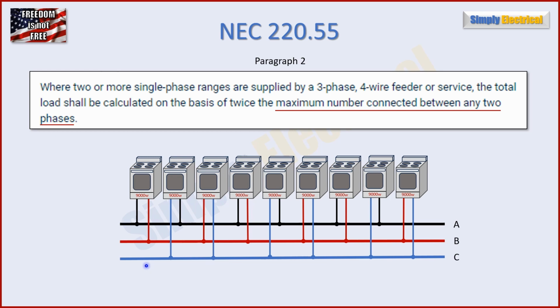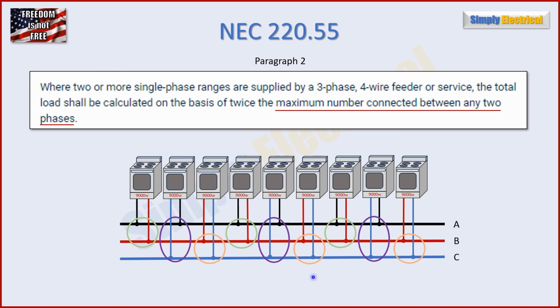These are equally balanced because code requires you to balance your loads across phases as much as possible. Because they are single-phase ranges, they each only connect to 2 of the 3 phases. And we can see from this drawing that phase A and B have 3 ranges connected, as do A and C. Likewise, B and C. So our maximum number of ranges between any 2 phases is 3.